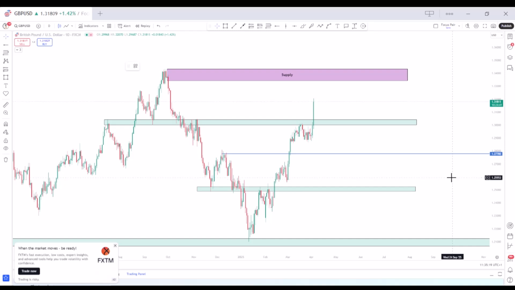Now, looking at this chart right now, you can see I'm currently on the daily time frame. Price just took out daily market structure on the daily time frame. So let me quickly show what really happened and what I was expecting yesterday before this movement happened. I will show that as well.